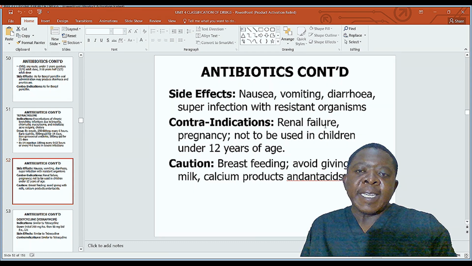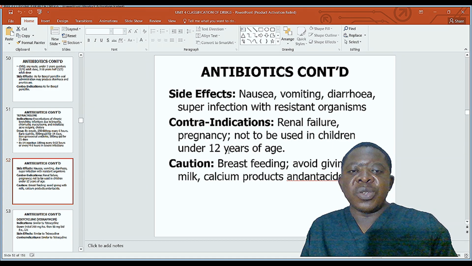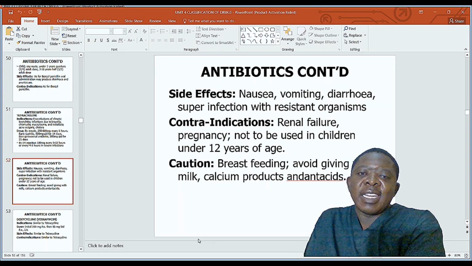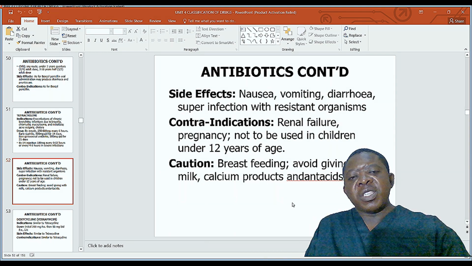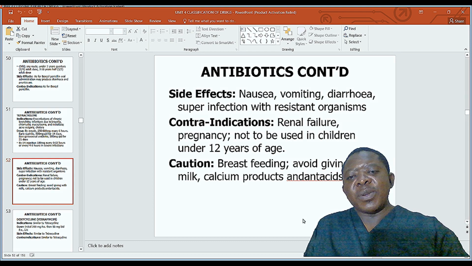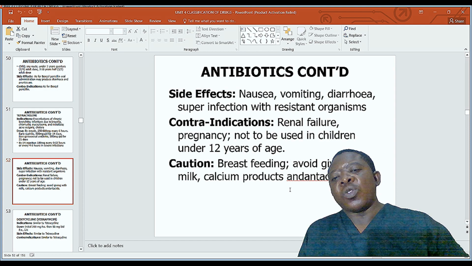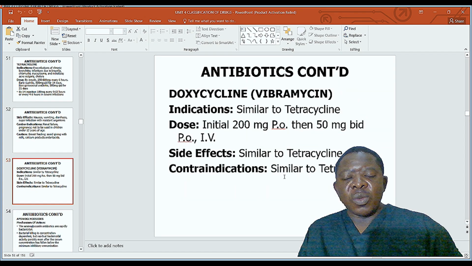Contraindications are renal failure, pregnancy, and it is not to be used in children under 12 years of age because it may cause discoloration of dentition, where the teeth become yellow. Also, if the mother is breastfeeding, you should not give it because it can pass into breast milk and may affect the dentition of the baby. Avoid giving with milk or calcium products as it will not be absorbed; it tends to form a crystal in the stomach.